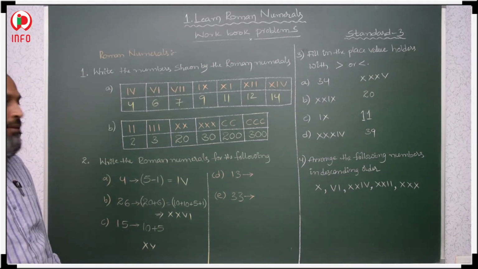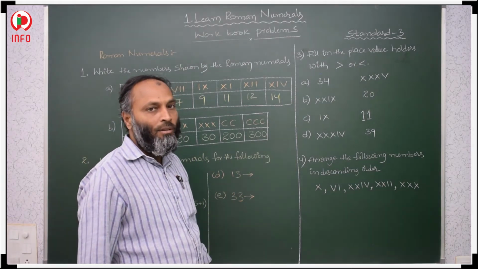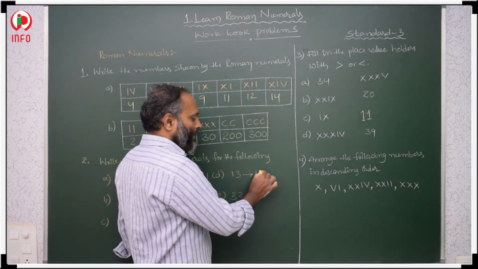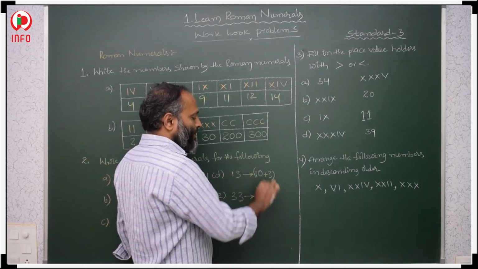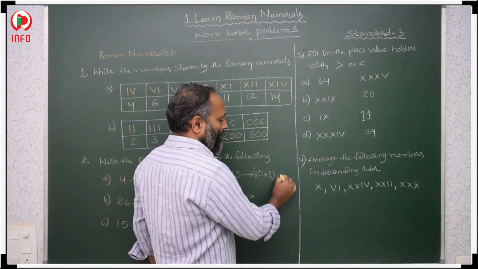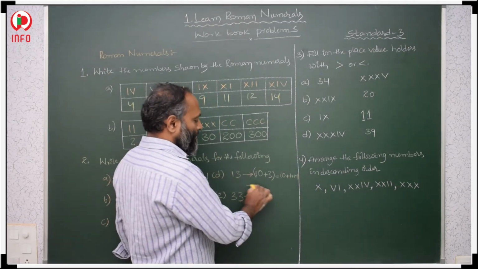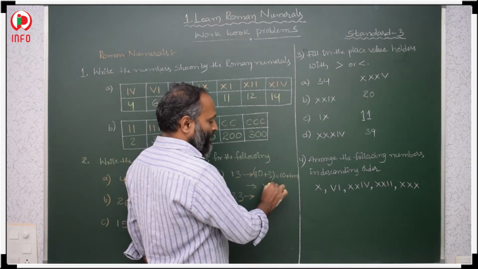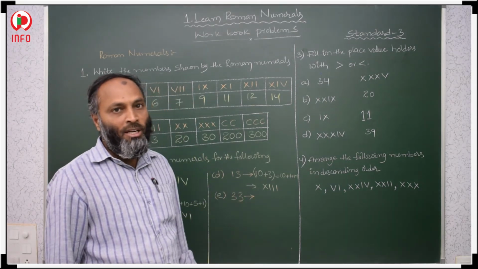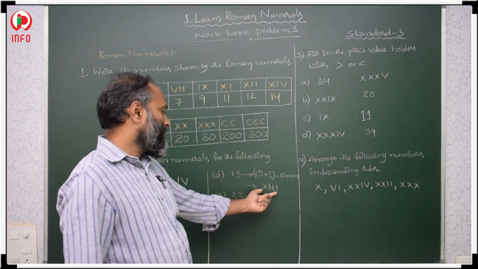Now 13, a direct representation is not there, so how do we take it? 13 is near to 10, so we can take 10 plus 3. A representation of 3 is not there in the Roman system, but we can add 1 three times: 10 plus 1 plus 1 plus 1. What is the 10 representation? X. The 1 representation is I. So we can repeat I 3 times. Maximum 3 times we can repeat, no problem. So this is the representation of 13.